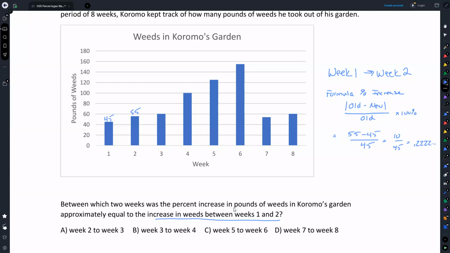All right, so we're trying to look at these options, A, B, C, and D, and to see which one is the closest to 0.2 repeating. So from week 2 to week 3, it looks like that's a 55 to 60. From week 3 to week 4, 60 to 100. Week 5 to week 6, I'm looking at 125 to about 155. And week 7 to week 8, this looks like about 55 to 60.